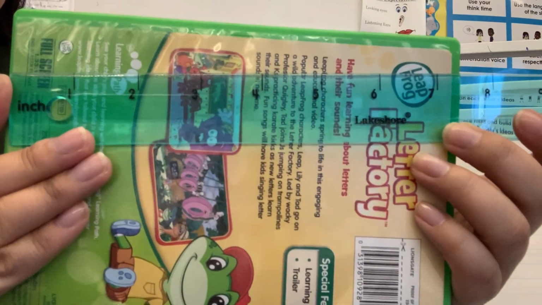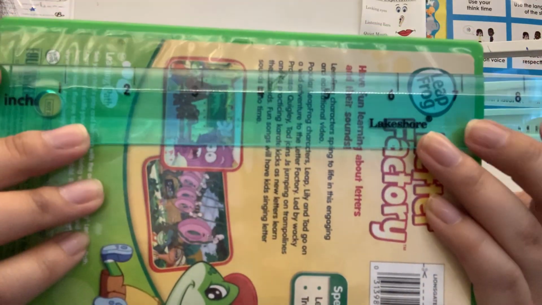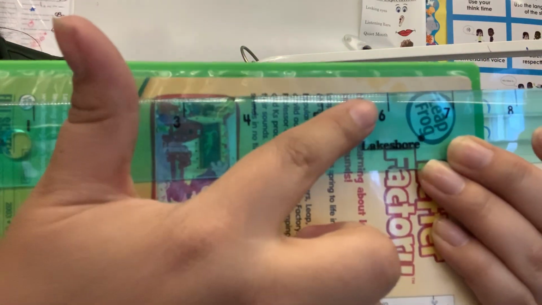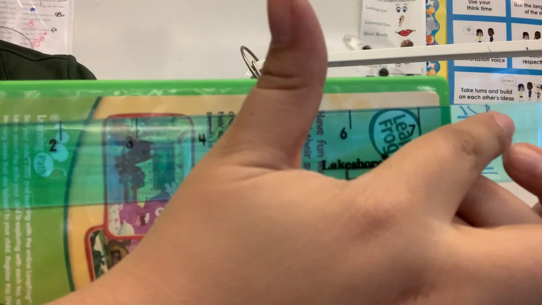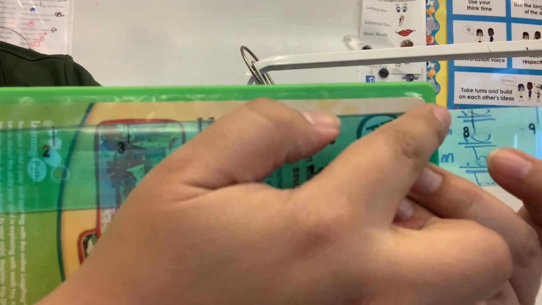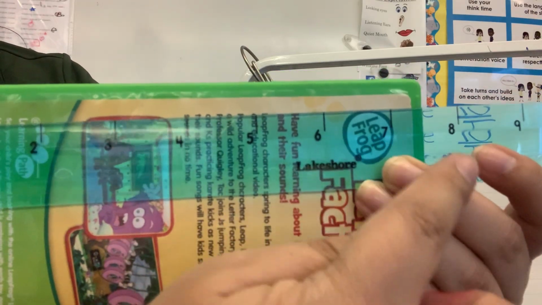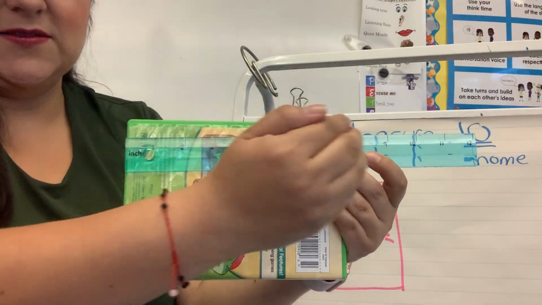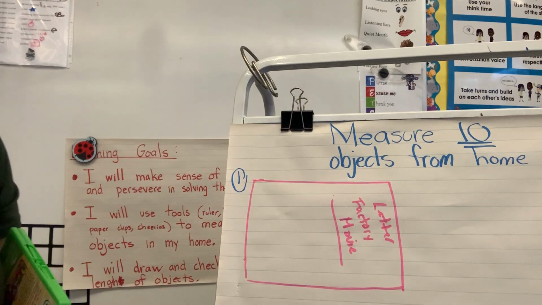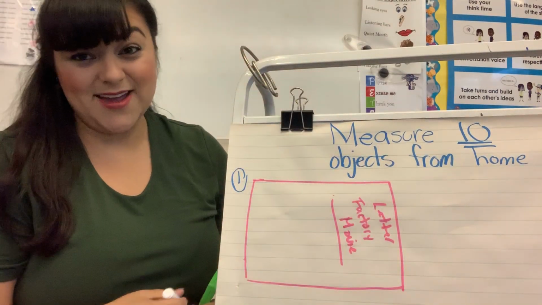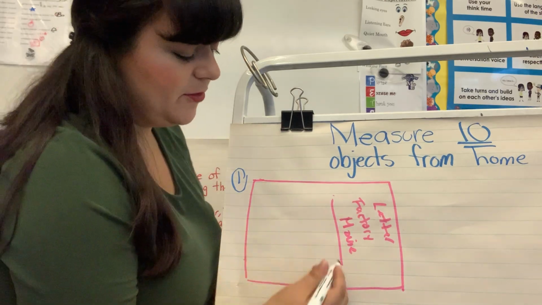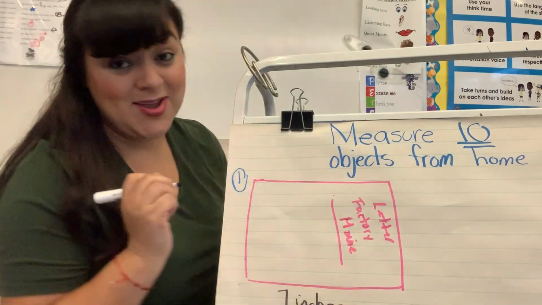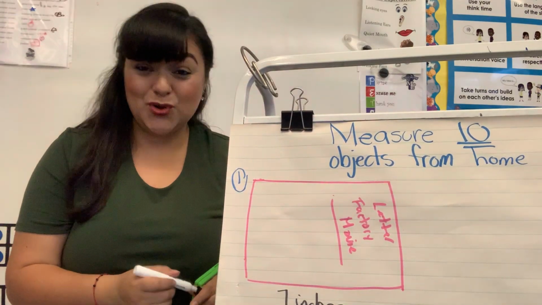And I can see the numbers. See the inches? 1, 2, 3, 4, 5, 6, 7. So it's not 8. It's about 7.5 inches. It's not 8 yet. It's 7.5 inches. This DVD measures 7.5 inches. So I'm going to record that on my paper. So this measures 7 inches.